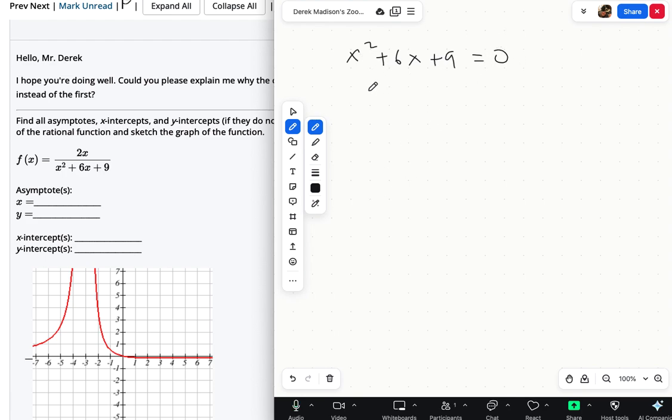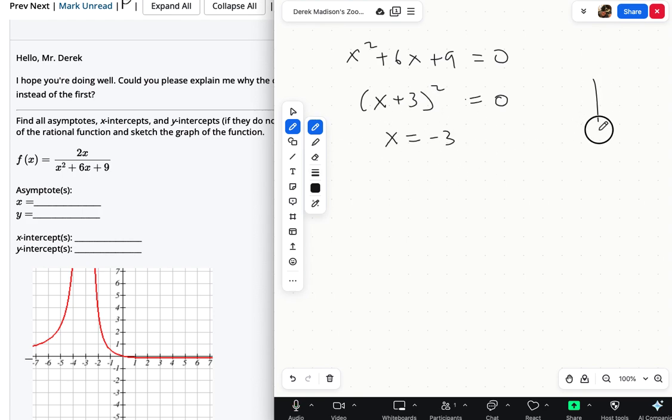And then if I factor this, I'm going to get x plus 3 quantity squared, or what multiplies to be 9 and adds to be 6, so 3 and 3. So I could write it x plus 3, which is the same thing as x plus 3 squared. And that equals 0, and so I know I have an asymptote at x equals -3.